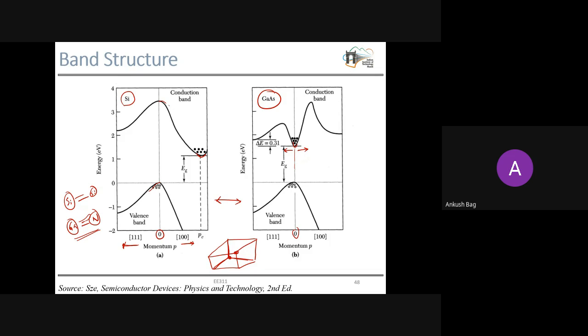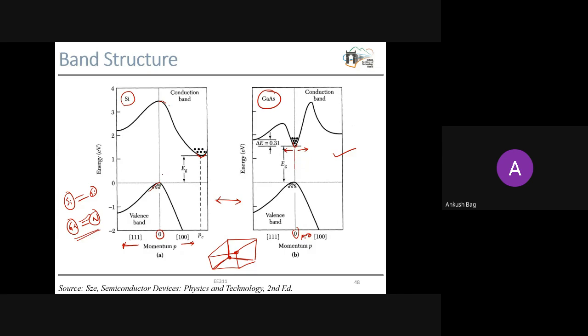The material which typically shows this polar behavior has this kind of band structure, where you will find the conduction band minima at p equals 0, or momentum equals 0. But in a material where there is no polar behavior of the bond, there is a possibility that you will get this other kind of band structure.